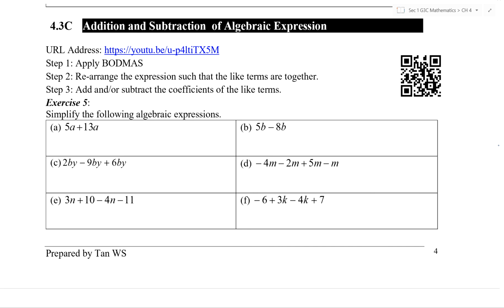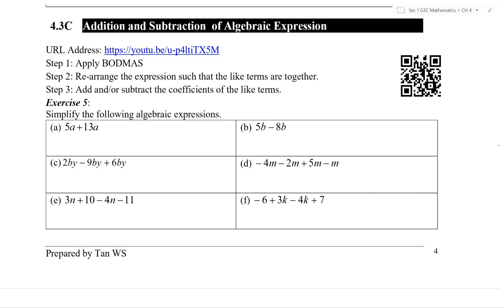Oh, by the way, can you add 1 apple to 1 orange and get 2 something? Can't, right? 1 apple plus 1 orange equals 1 apple and 1 orange. You cannot put them together. They are unlike terms. Get it?